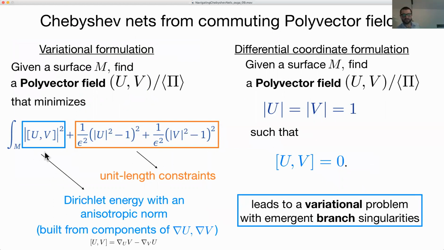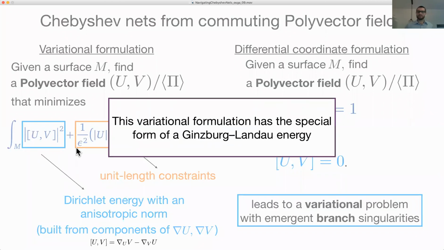The first component here encodes the Lie bracket, and it can be thought of as something like an anisotropic Dirichlet energy, since it's built out of the components of the covariant derivatives. And then on the right, we have these two unit length constraints, which we encode with a 1/epsilon squared value. Now, in the world of optimization problems, this type of problem is actually well known. It's known as a Ginzburg-Landau formulation.